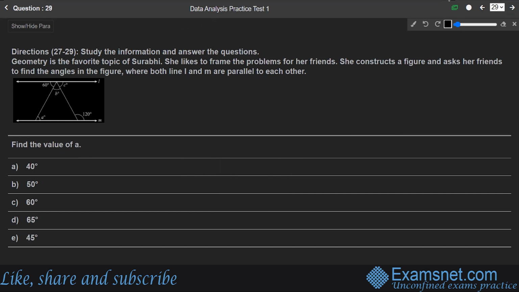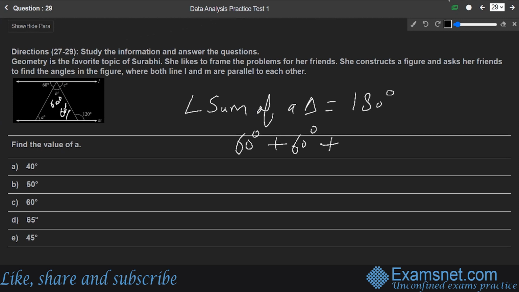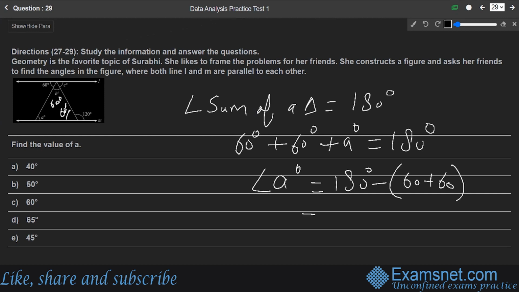Now angle A. In the last part we calculated the B value as 60 degrees. This value in the first part we calculated as 60 degrees. So the angle sum of a triangle is always equal to 180 degrees. Here we have got B as 60, the other angle is 60, and the angle A has to be equal to 180 degrees minus 60 plus 60, which is nothing but 180 minus 120, which again comes out to be 60 degrees. So angle A is also coming out to be 60 degrees.